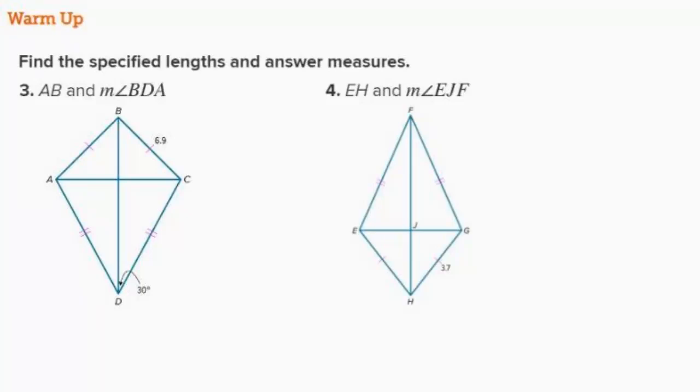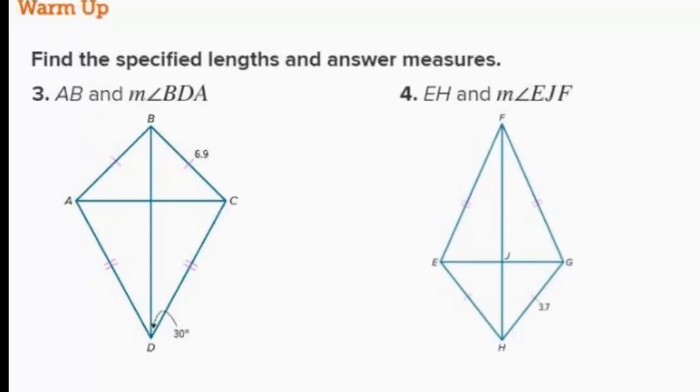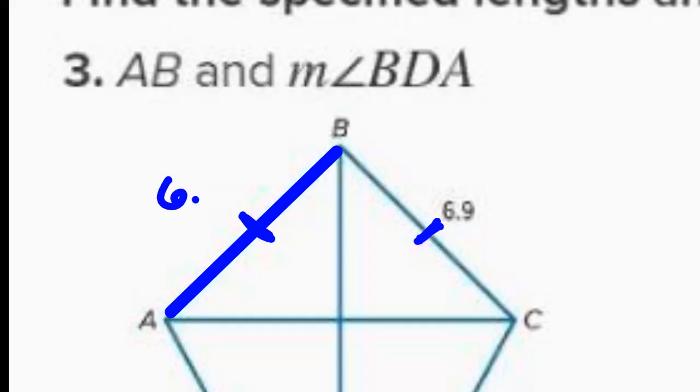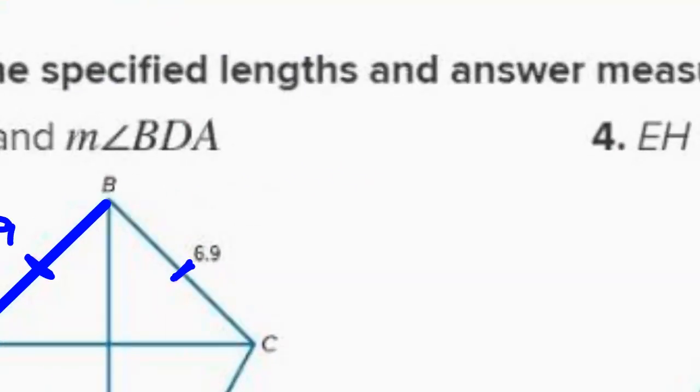All right. Let's see how we do on the warm-up today. First thing they want us to find is segment AB. This segment right here. How big would that segment be? 6.9. Yes, there's a congruence mark on AB. There's the same congruence mark on BC, so that means they would be the same size.